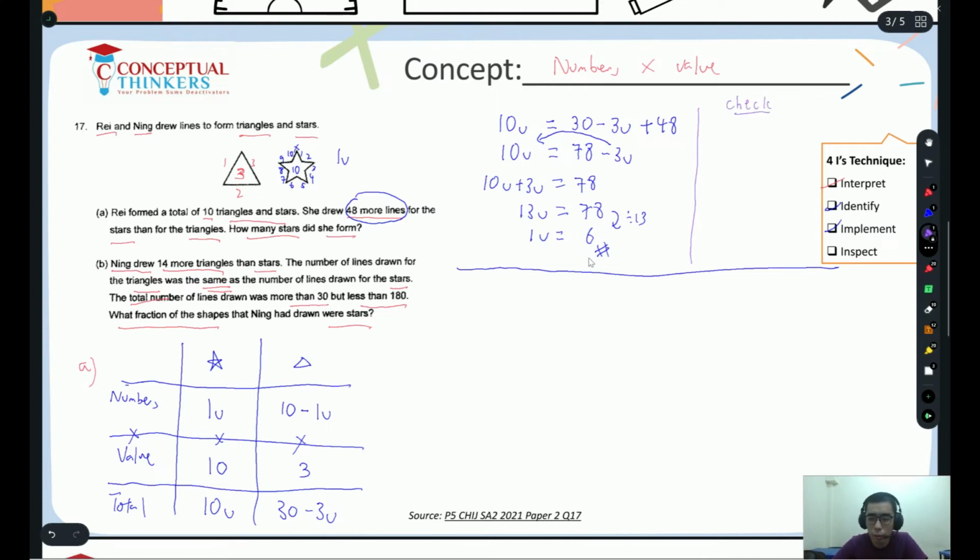Now, we know that the quantity of the star will be 6, so if I look at star, it will be 6, and the number of lines will be 10, right? So that will give me 60 here. So that will be 60 lines to form all the 6 stars.